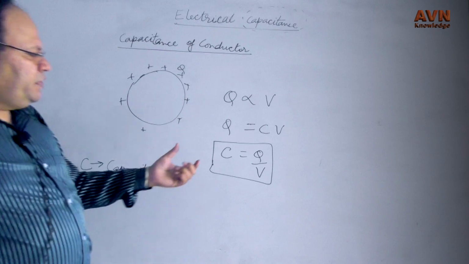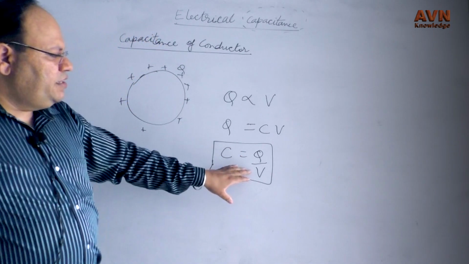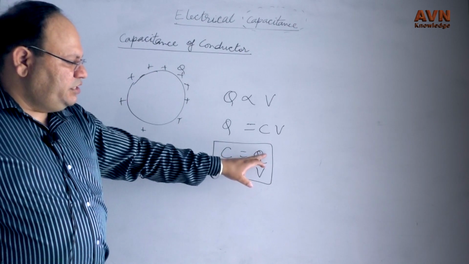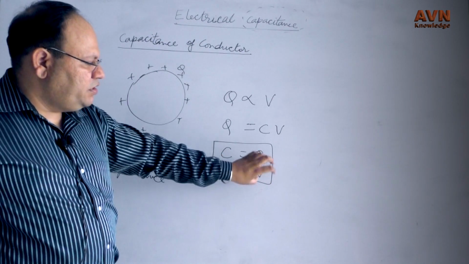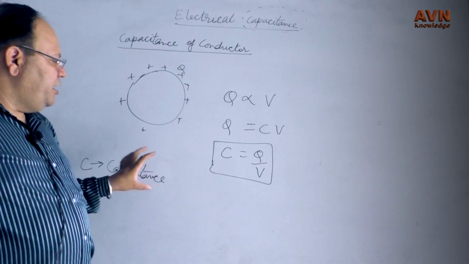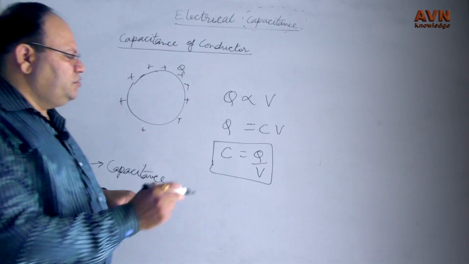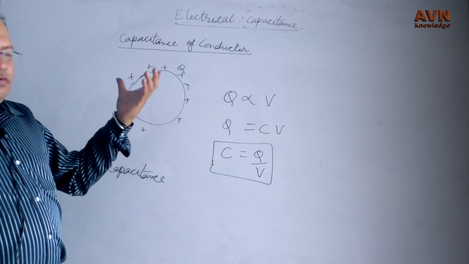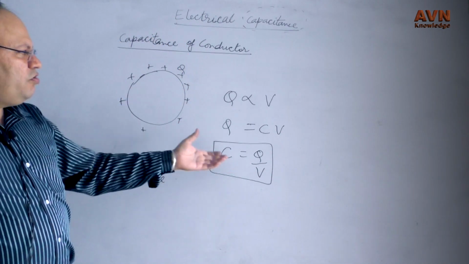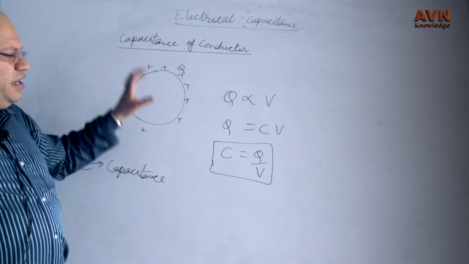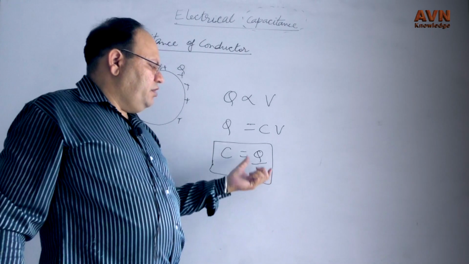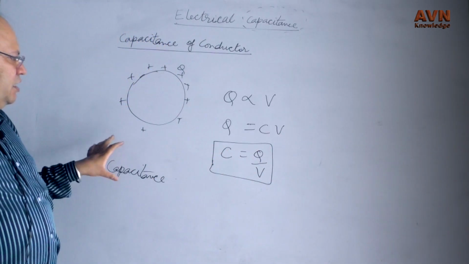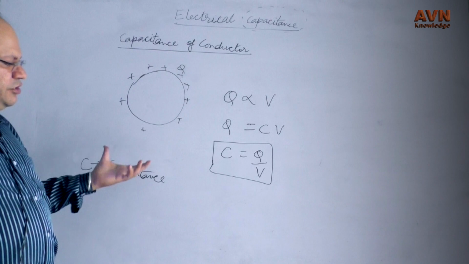We can explain it this way: if we take 1 volt, the charge per unit volt is called the capacitance of the conductor. So we can say the ratio of charge and potential is called the capacitance of the conductor, or the charge per unit potential is called the capacitance. And capacitance is also a new physical quantity.